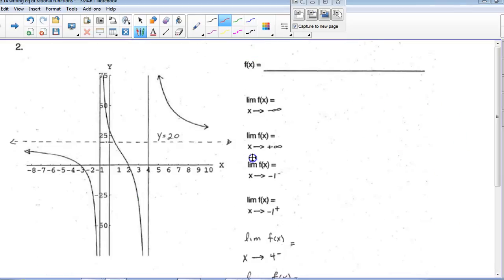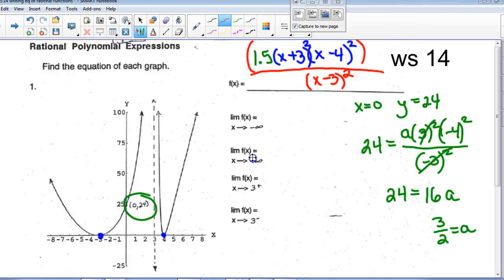Number 2? Okay, number 2. Oh, we need to go back. Wait a minute. I forgot we didn't do the limits, okay? The first one says the limit of y as x approaches negative infinity. So as I go off to the left forever, this thing is going where? Wait a minute. As x approaches negative infinity, y is approaching infinity. Okay, that's what we need there.